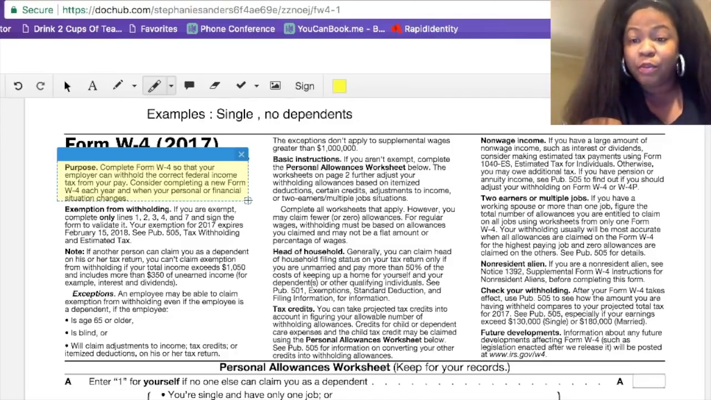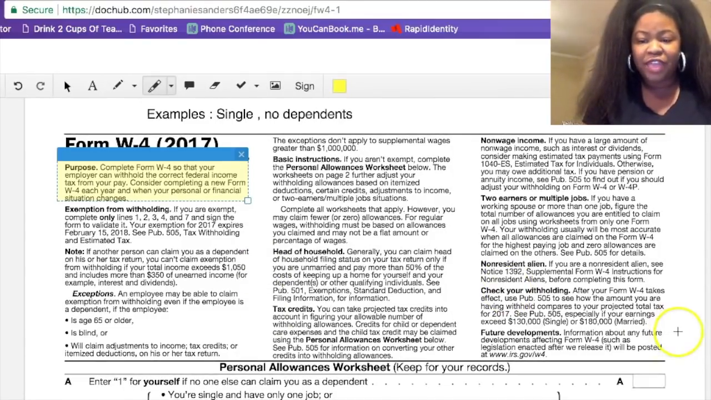Now, this is really important because most people, when they start a job, fill it out and then they leave it. So they have babies, they get married, and they keep the form the same. You are supposed to update the form based on your financial situation. So please remember to update it when your situation changes.